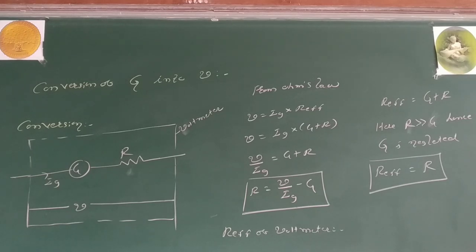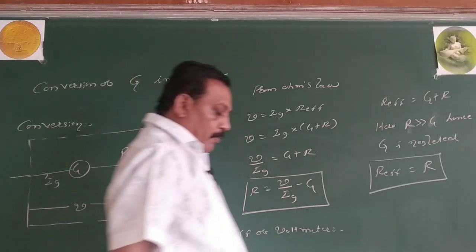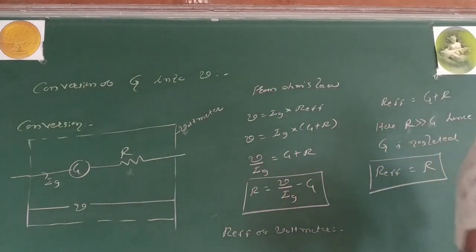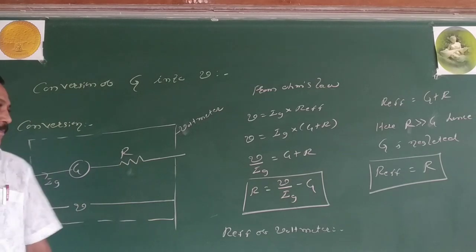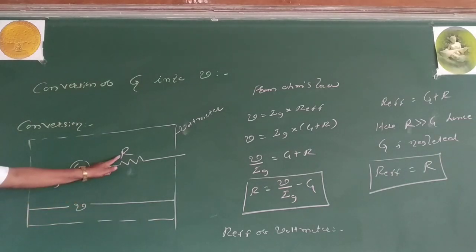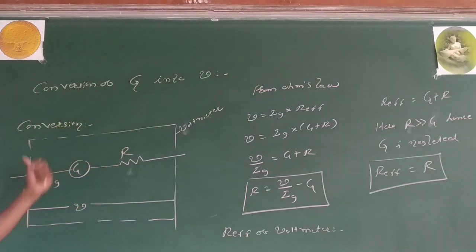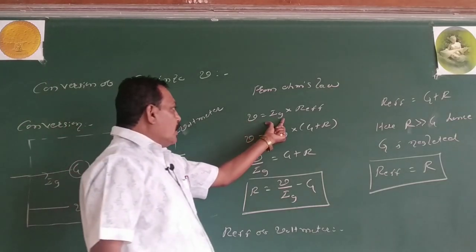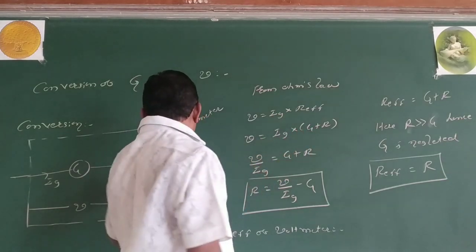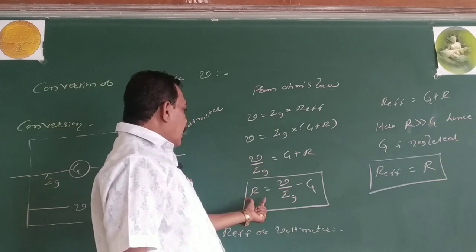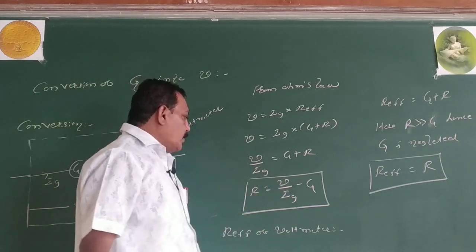Now this is about what? Conversion of galvanometer into voltmeter. Take a good glance at the figure. How to convert the galvanometer into a voltmeter? By connecting a high resistance in series with the galvanometer, it acts as a voltmeter. V is the potential difference across the device. From Ohm's law, V equals Ig into R effective. R effective is nothing but the two resistors in series, G plus R. R equals V by Ig minus G.